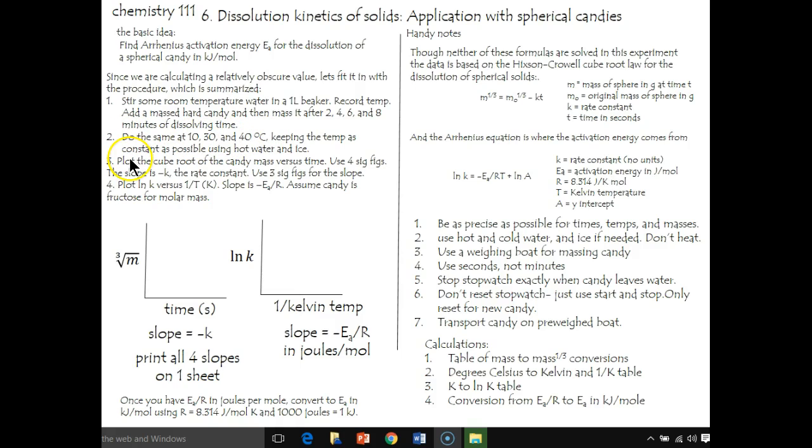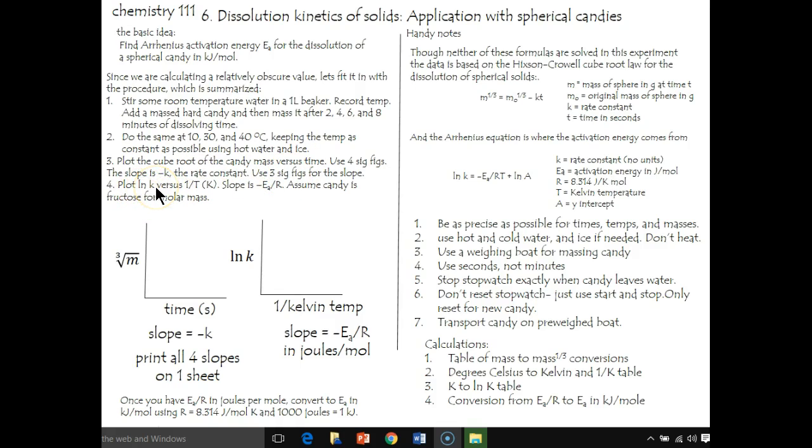Okay, once you get all those values, you'll plot the cube root of the candy mass versus time. We'll have a little bit more about that in a minute, and use 4 sig figs for that. And so that's what that graph looks like here. The cube root of the mass at each of those 4 points versus the time in seconds. 2 minutes, 4 minutes, 6 minutes, and 8 minutes. But use seconds, please. The slope that we get will be equal to the negative value of the rate constant. Remember, the rate constant should be a positive value. We'll use 3 significant figures for the slope.